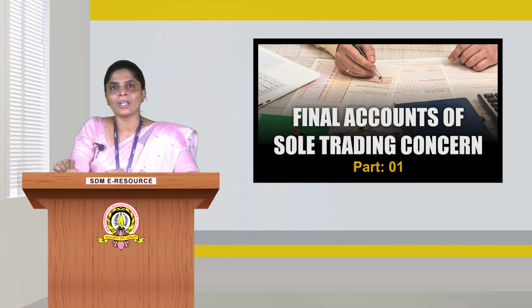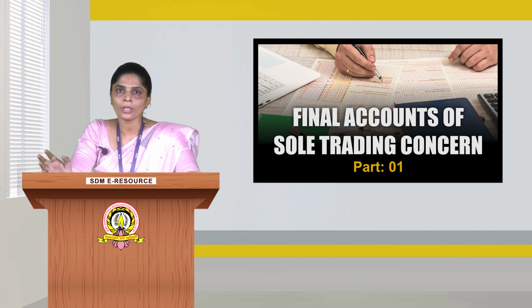The third adjustment is the treatment of sales. The goods sold during the year should be taken on the credit side of the trading account. At the same time, if any goods are returned to the business, that should be deducted from the sales to calculate the net sales.